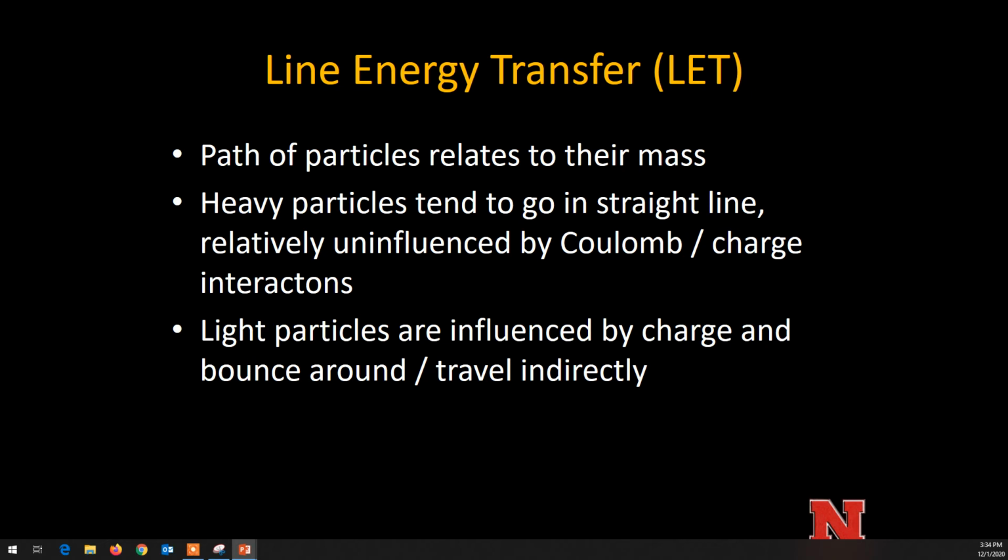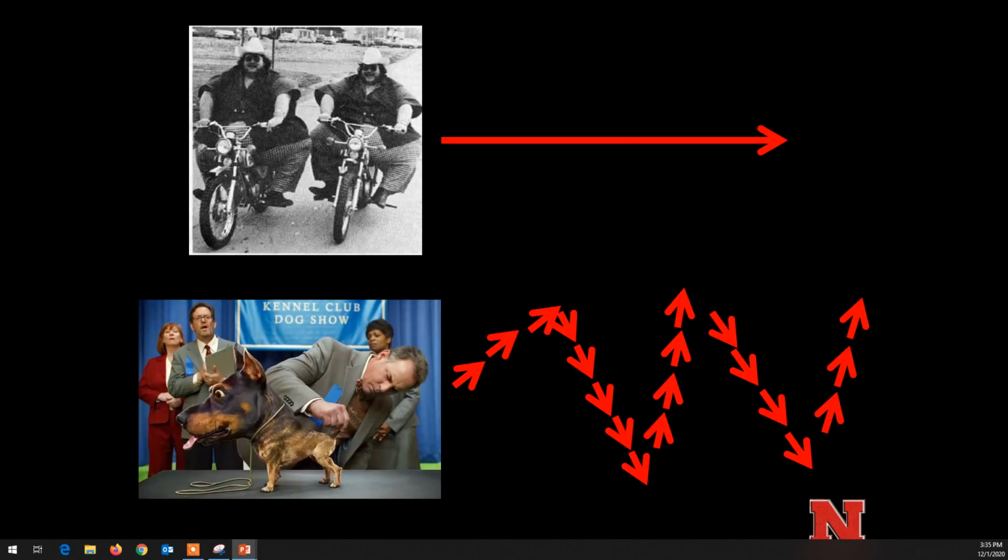Linear energy transfer, or LET, is the path of particles relating to their mass. Heavy particles tend to go in a straight line. They're relatively uninfluenced by local charge, or the fancy physics words, Coulomb interactions, whereas lighter particles are more heavily influenced by charge interactions and can be repelled by like charges or attracted towards opposite charges, and they tend to bounce around and travel indirectly. So heavy particles travel in a straight line, while lighter particles, more influenced by charge interactions, get repelled and attracted all over the place.